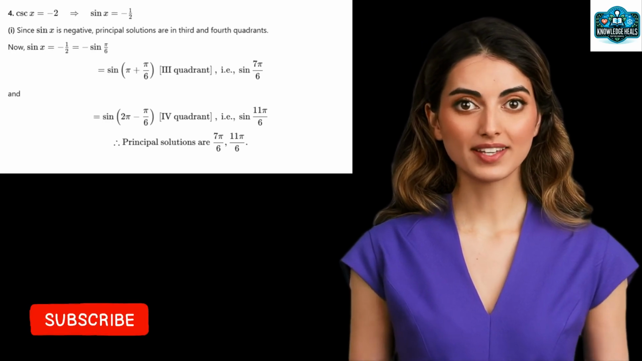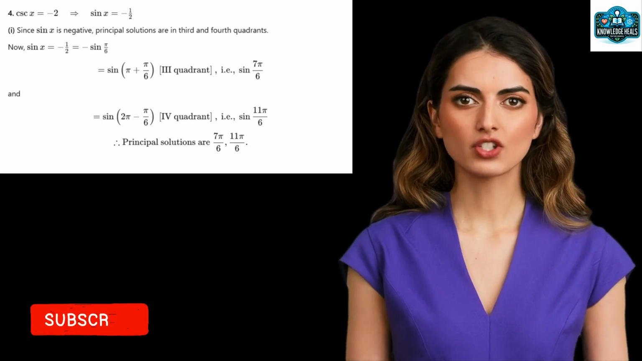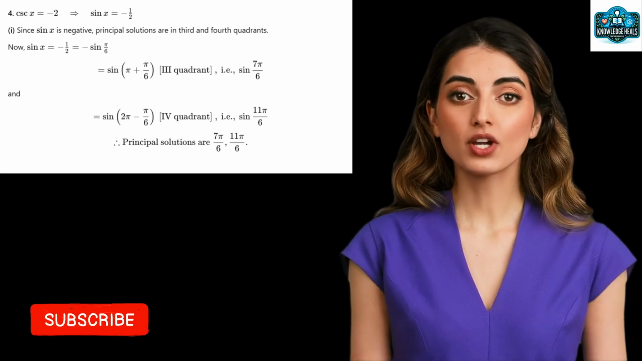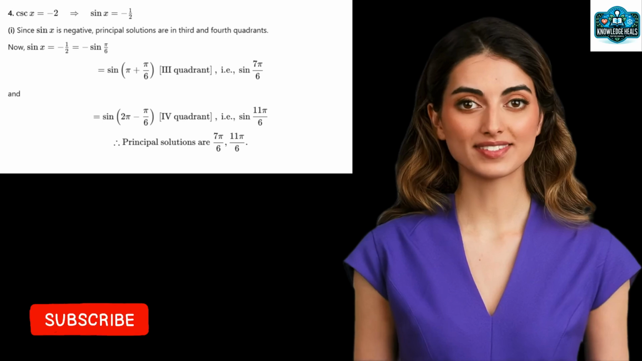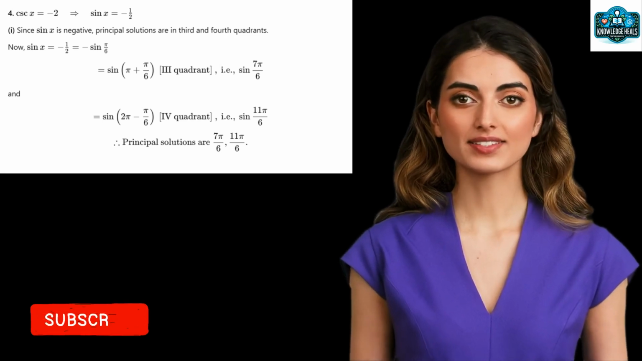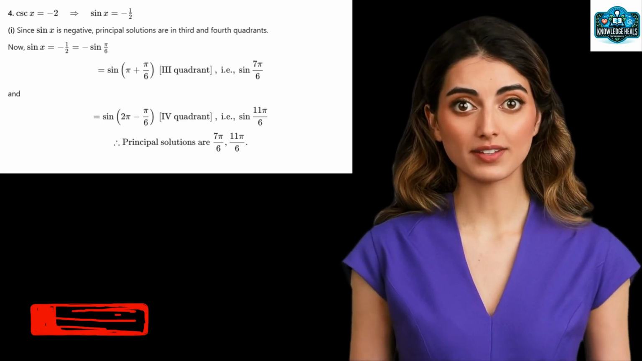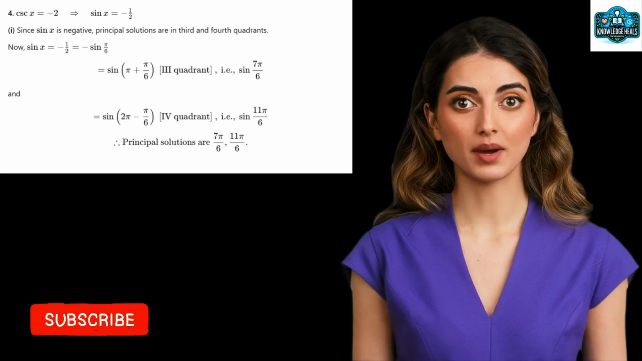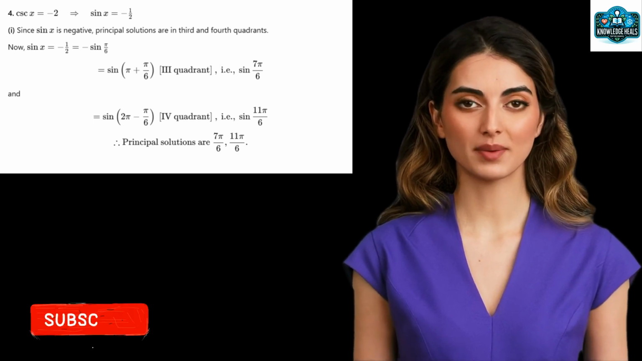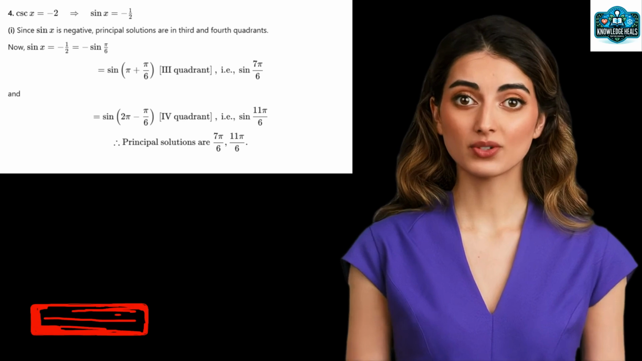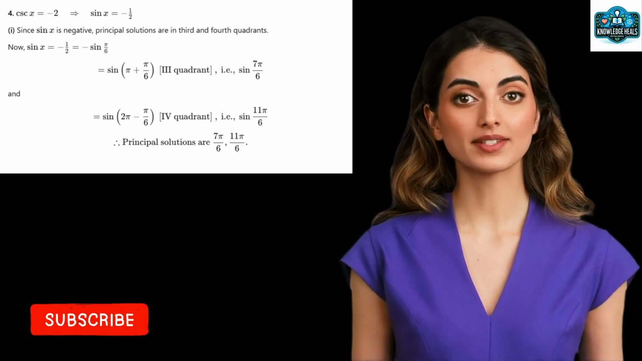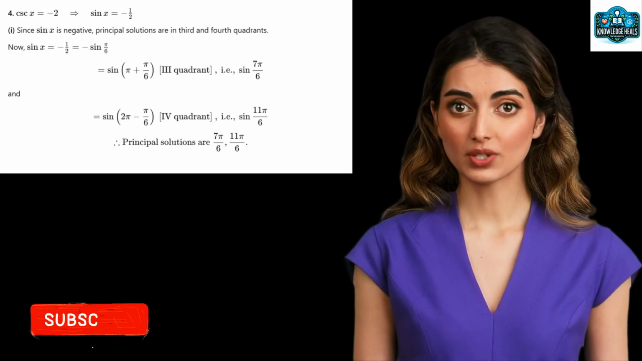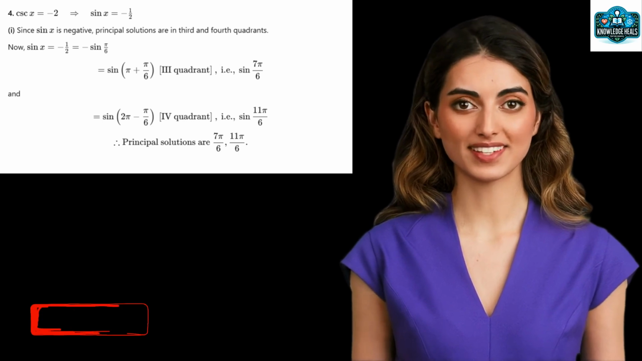Fourth question is cosec x equal to minus 2, which can also be written as sin x equal to minus 1 by 2. As we know, minus 1 by 2 is equal to minus sin pi by 6. Since sin is negative, principal solutions are in the third and fourth quadrants. Minus sin pi by 6 is equal to sin of pi plus pi by 6, that is sin 7 pi by 6. As we go into the fourth quadrant, the equation becomes 2 pi minus pi by 6, that is sin 11 pi by 6. Therefore, principal solutions are 7 pi by 6 and 11 pi by 6.